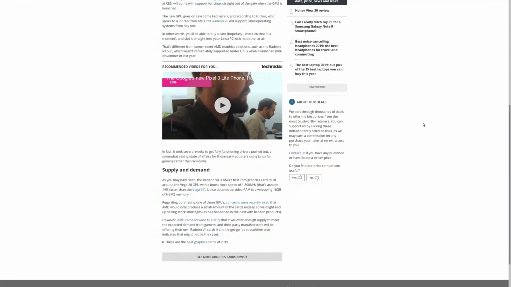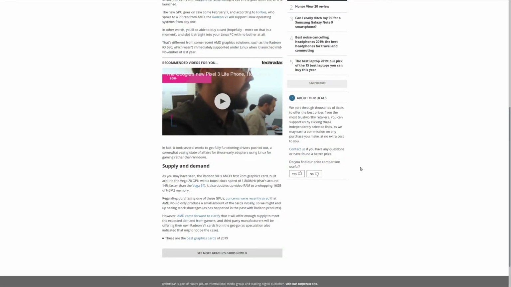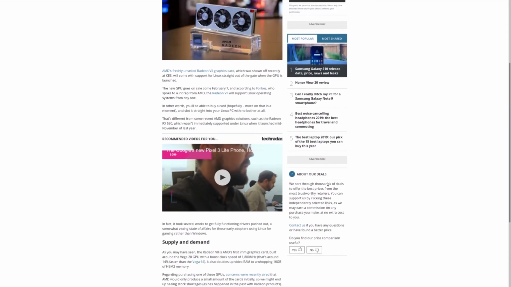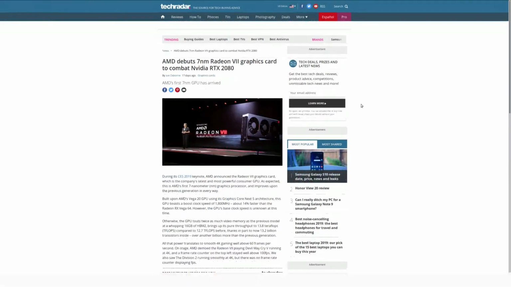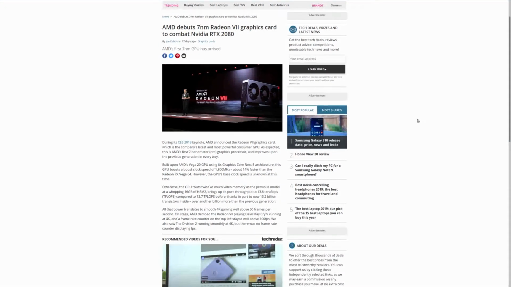So this is built around the Vega 20 GPU, has a clock speed up to 1800 megahertz. It's 14% faster than the Vega 64. And the video RAM is up to 16 gigs of HBM2 memory. So that's really fast memory. And this is going to be insane. I'm not a gamer in terms of a modern gamer, but I know this thing is going to make a lot of gamers happy.